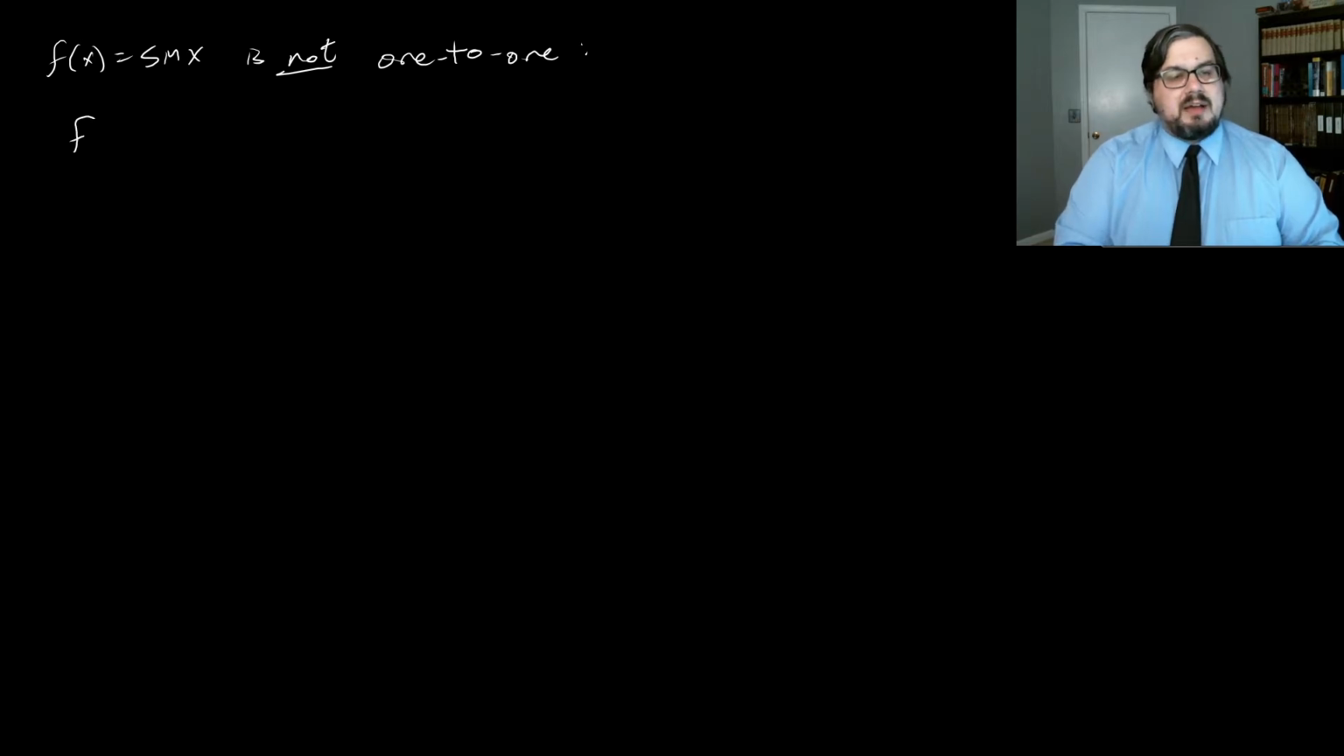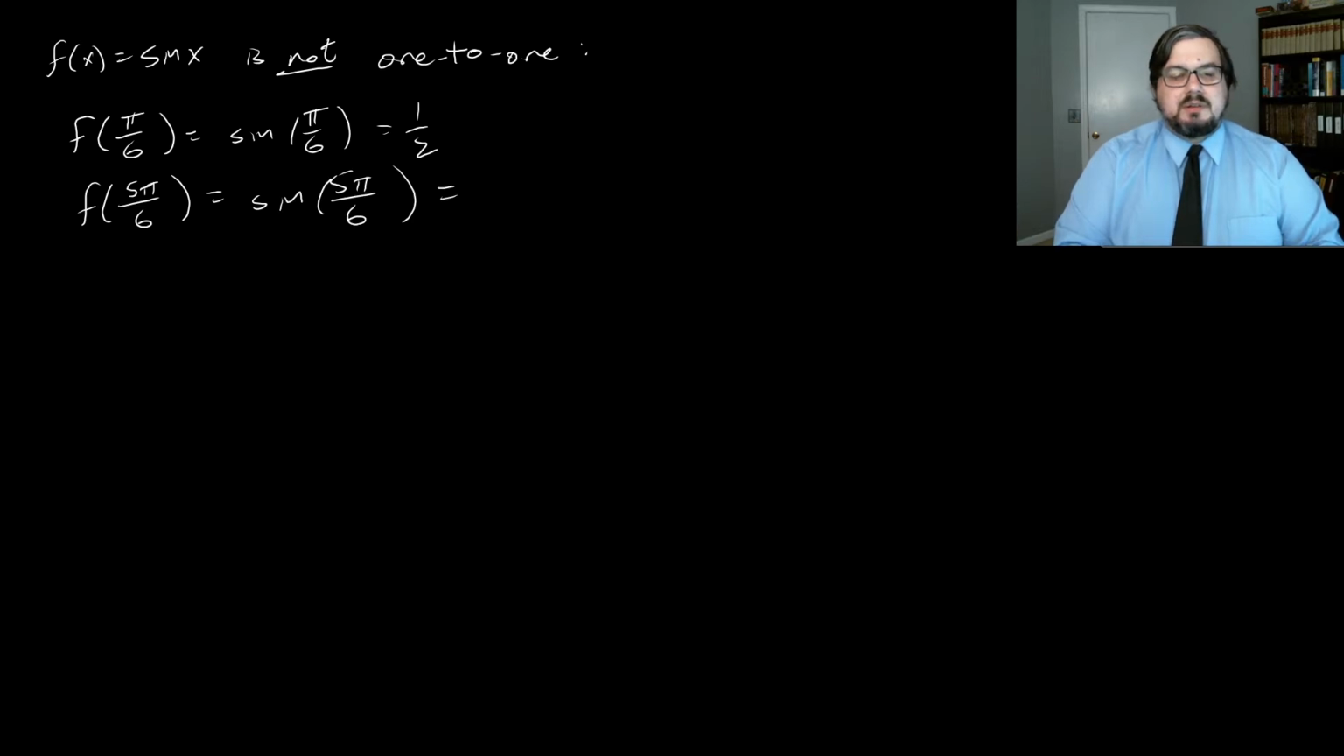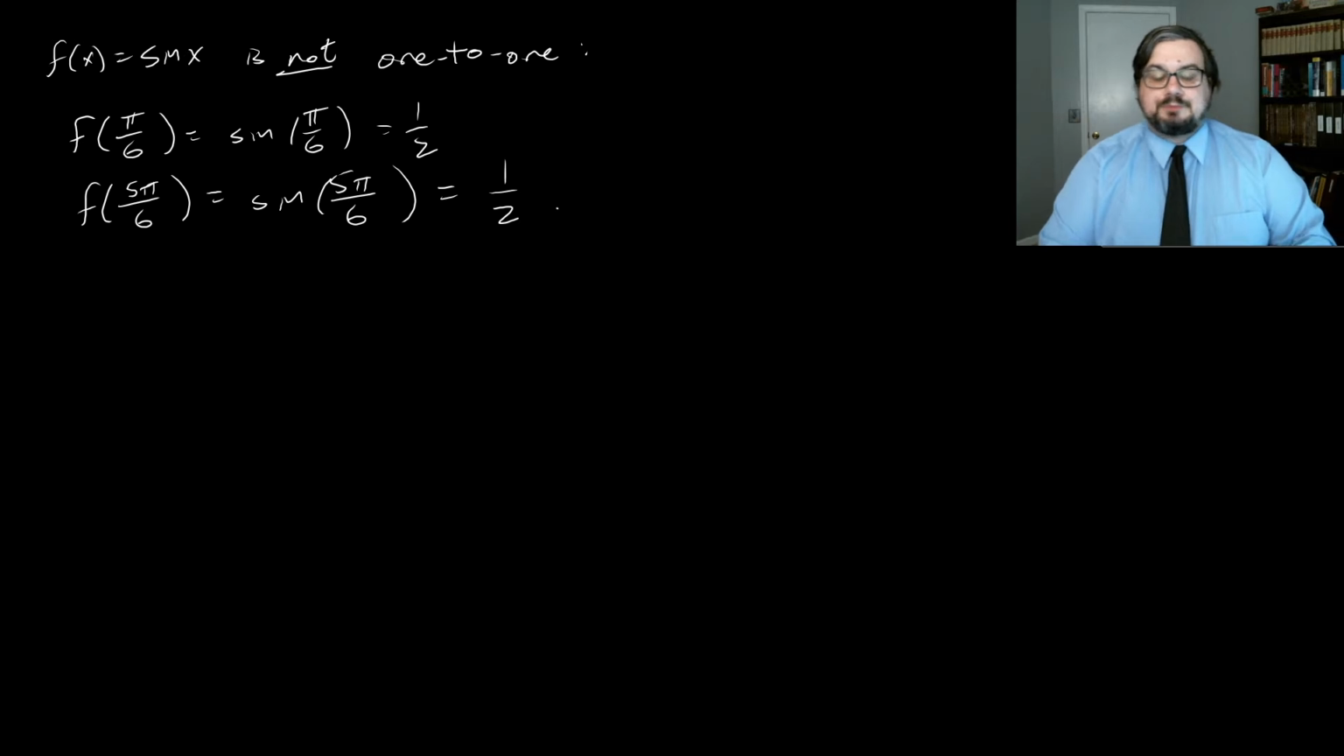For instance, we have that f of pi over 6 is sine of pi over 6, which is a half, but we also have that f of 5 pi over 6 is equal to sine of 5 pi over 6, which is 1/2. So this means that if I ask you, what is the angle whose sine is 1/2, well, we know that there's not just one answer. In fact, we know there are infinitely many answers. We've looked at this before.